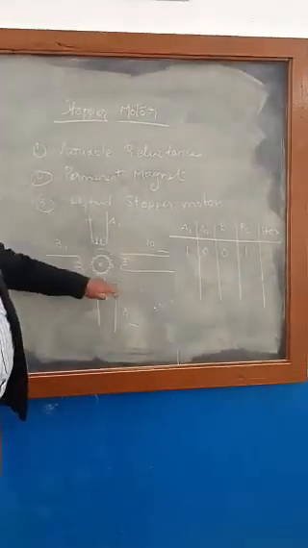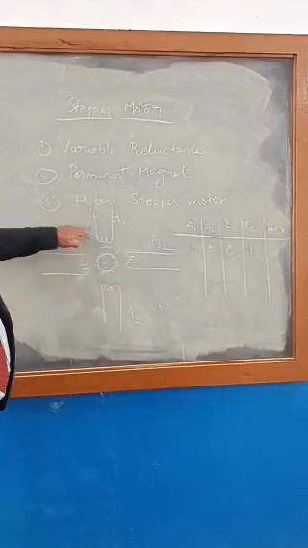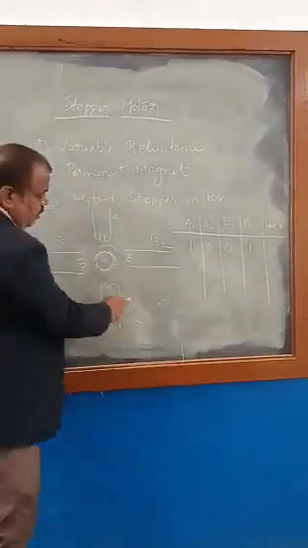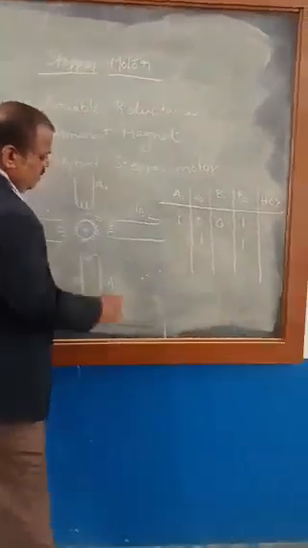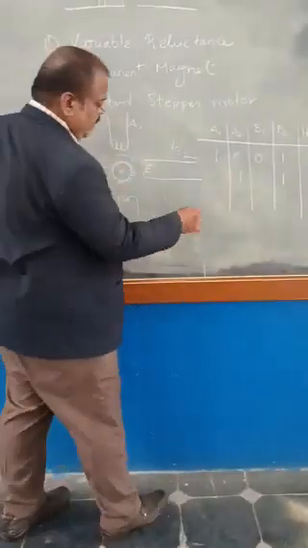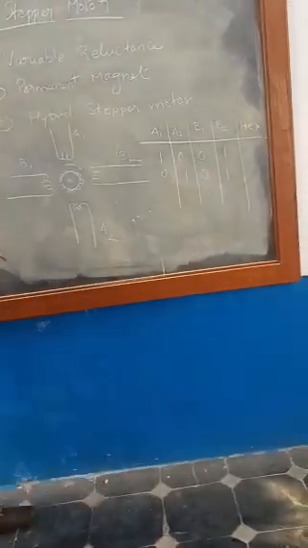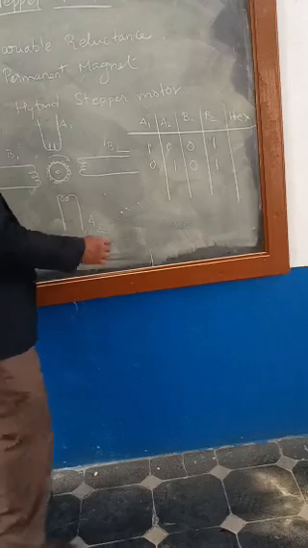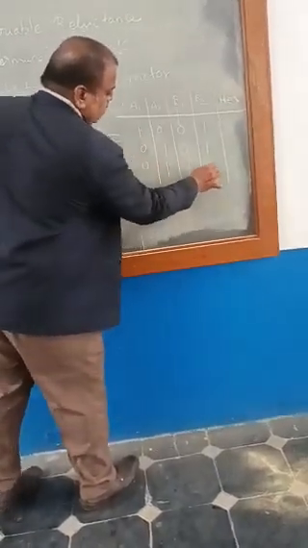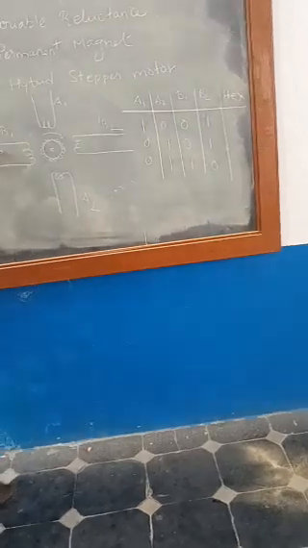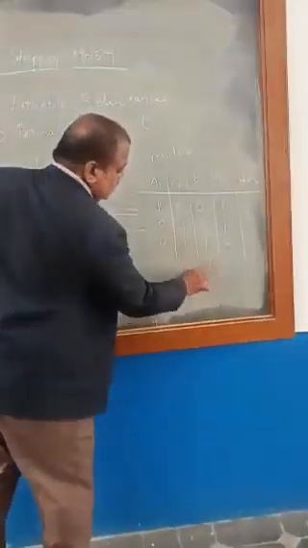Next, B2 and A2: I give an electrical pulse to these two poles, and the remaining, A1 and B1, will be 0. The third one is A2 and B1, the others 0. Now I put the pulse to these poles. And finally B1 and A1.